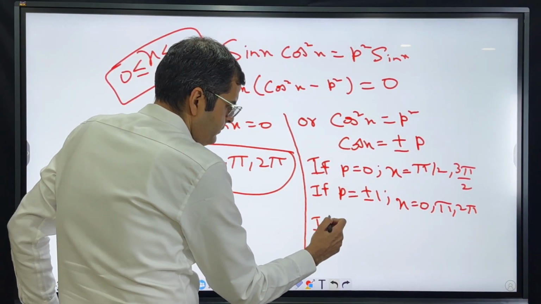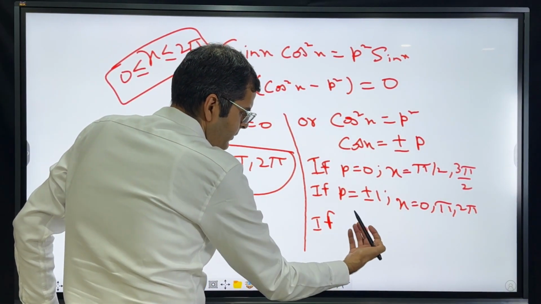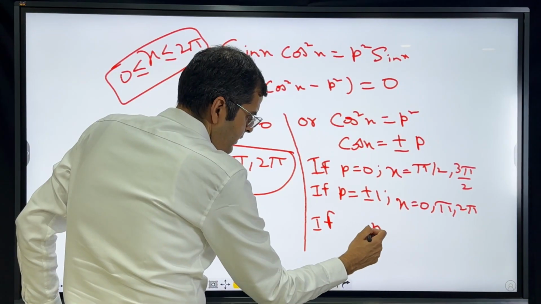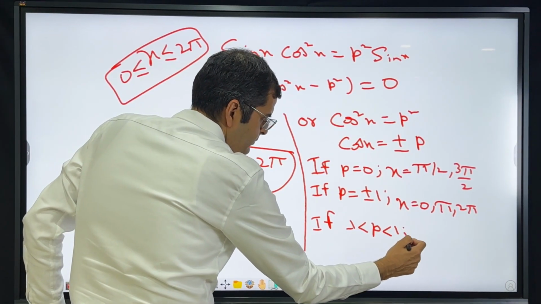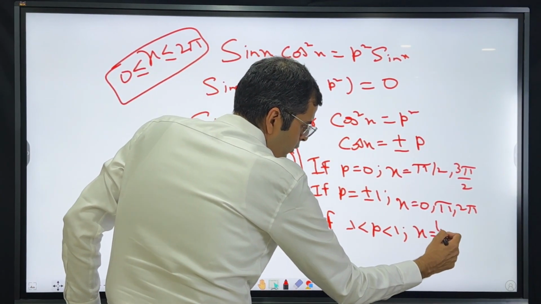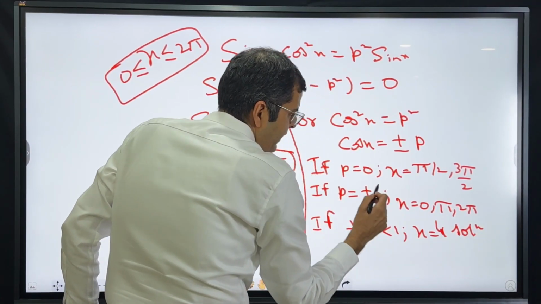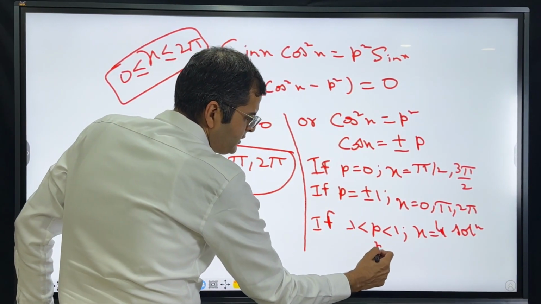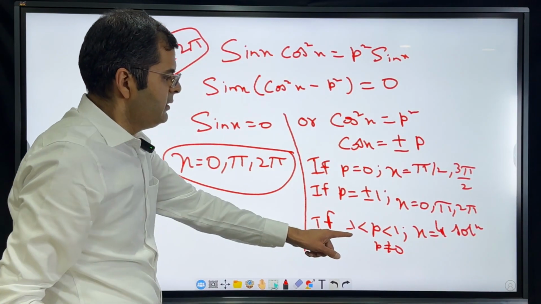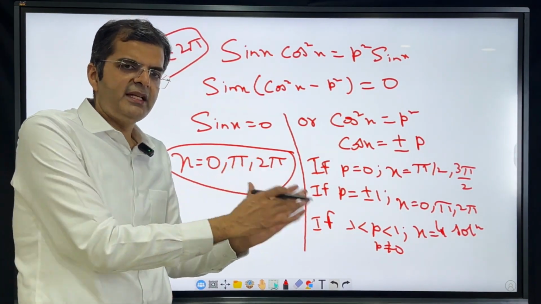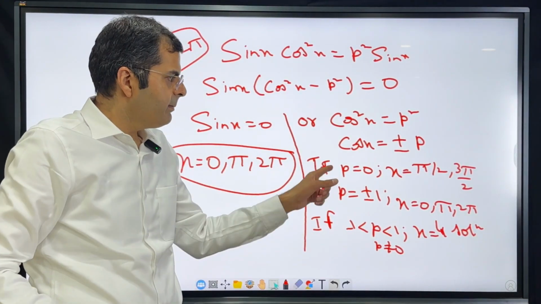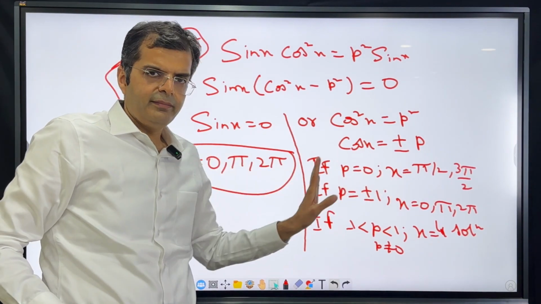So if P lies between minus 1 and 1, x will have 4 solutions. Just keep in mind, in this range, P is not 0. Because if P lies between minus 1 and 1, P can be 0. But if P is 0, there is another case for it.